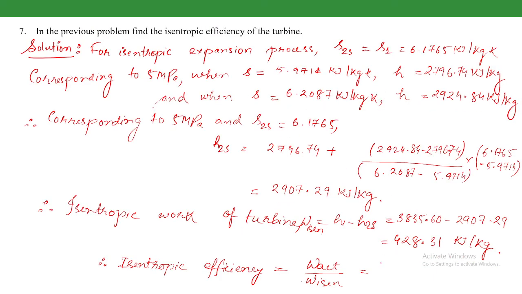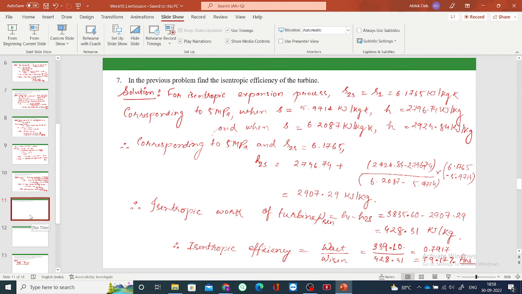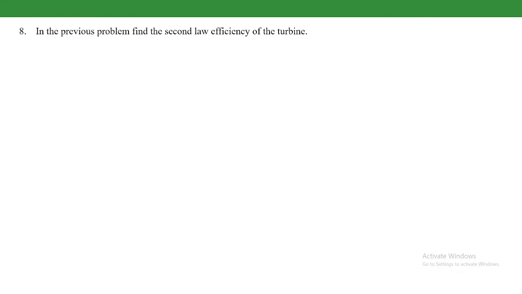So this will be 339.10, and this is 428.31. So this is actually 0.7917. Okay, or we can say that the isentropic efficiency is 79.17%. Hope it is clear. Then there is another part to this problem.